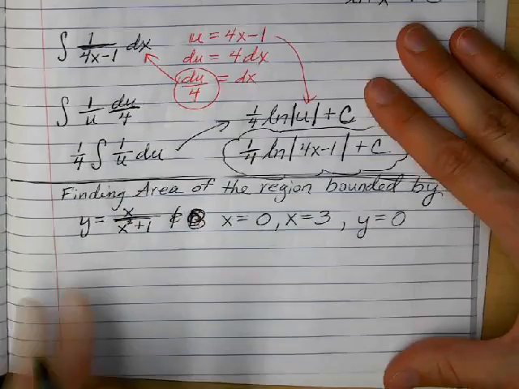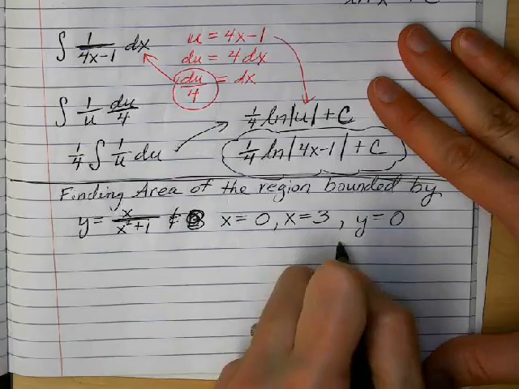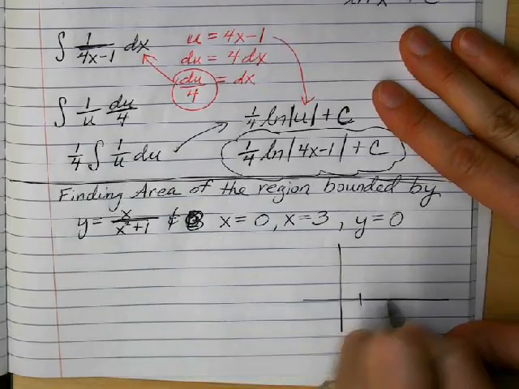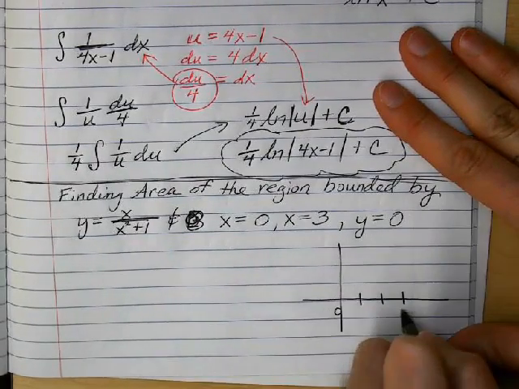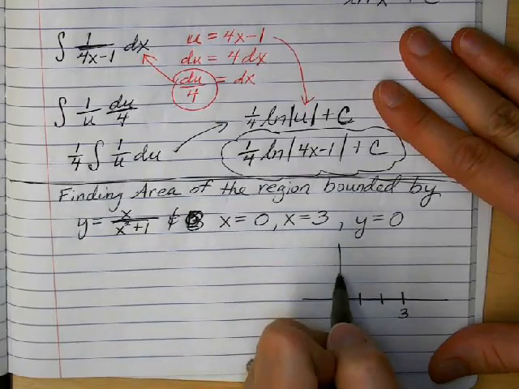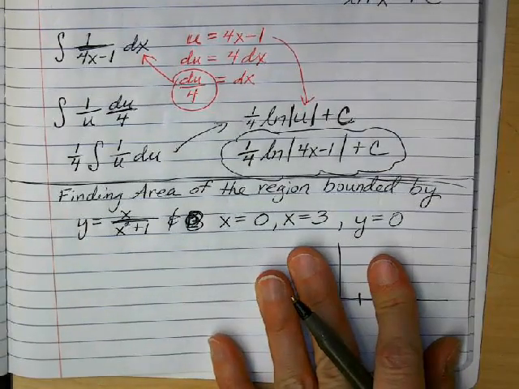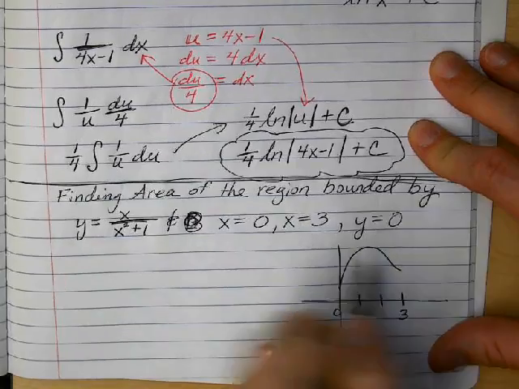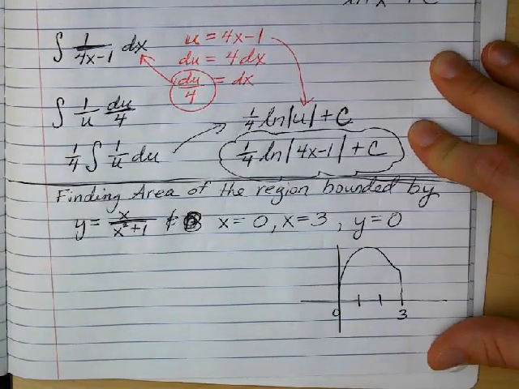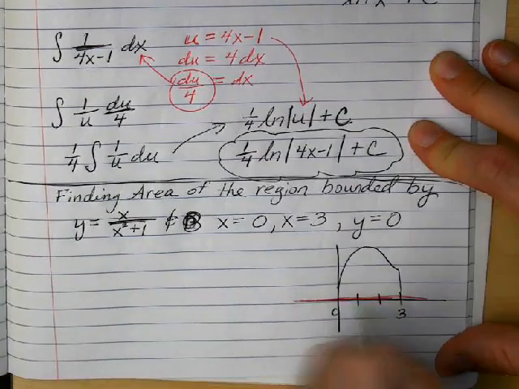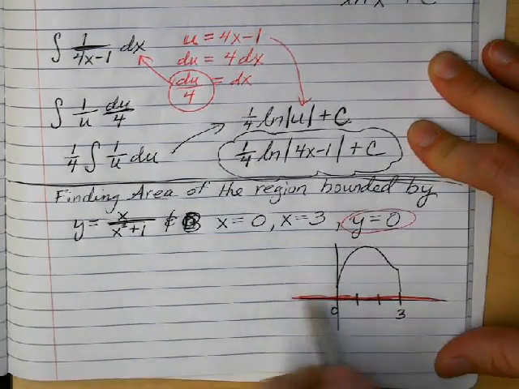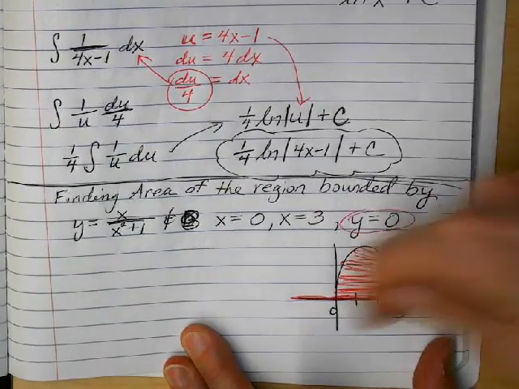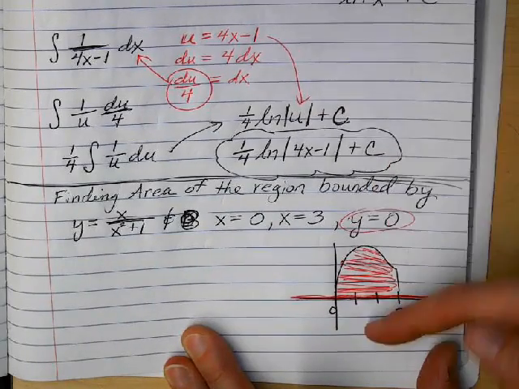So if I did graph this one, I can kind of graph it for you really fast. They're trying to tell you to just go on the x-axis between 0 and 3, and it's some kind of curve. Let me see, I think they had a picture of this one in the book. Yeah, it's some kind of curve like this. They're just trying to get you to go between 0 and 3. The y equals 0 is just this line, the x-axis. So it's staying between 0 and 3 on the x-axis, underneath some curve, and above the x-axis.